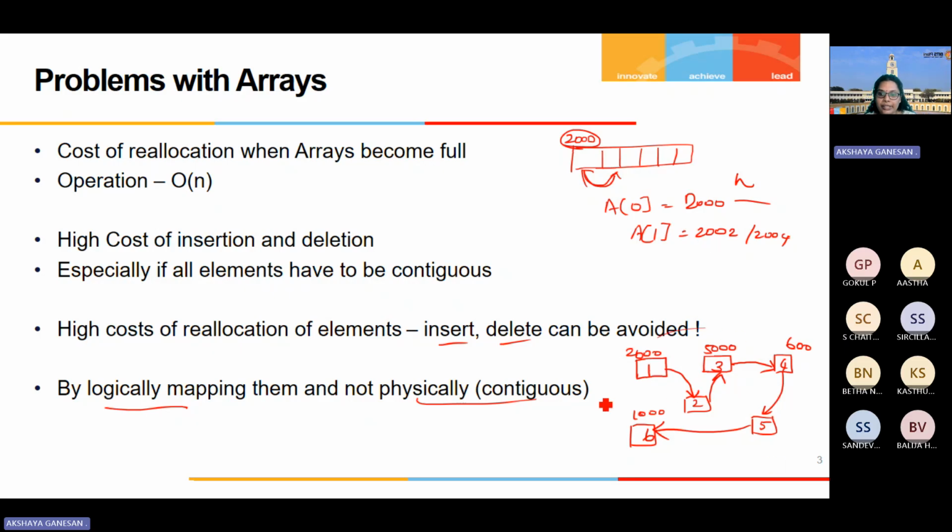So how is this possible? It's not possible with arrays. Arrays cannot do this because arrays have to be in continuous memory locations only. So that is where the concept of linked list comes in.